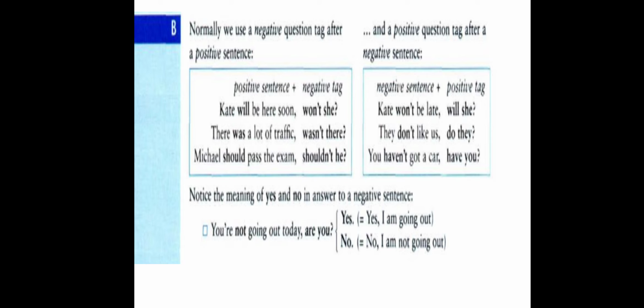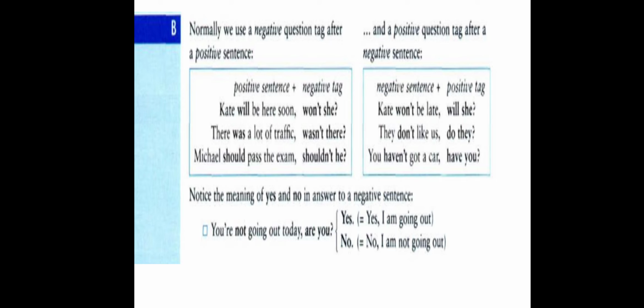On the other hand, when the sentence is negative, the question tag is positive. For example, Kate won't be late. Here, the auxiliary verb won't is negative, so we have a comma after late, then we write will she. We use will in the positive and put a question mark after she, and we replace Kate by the pronoun she. They don't like us, comma.